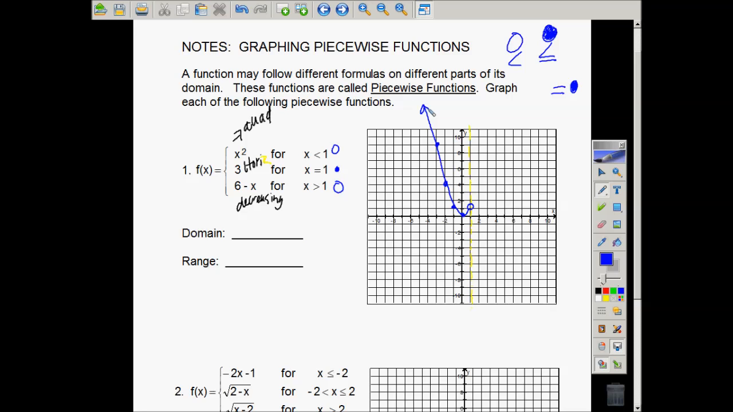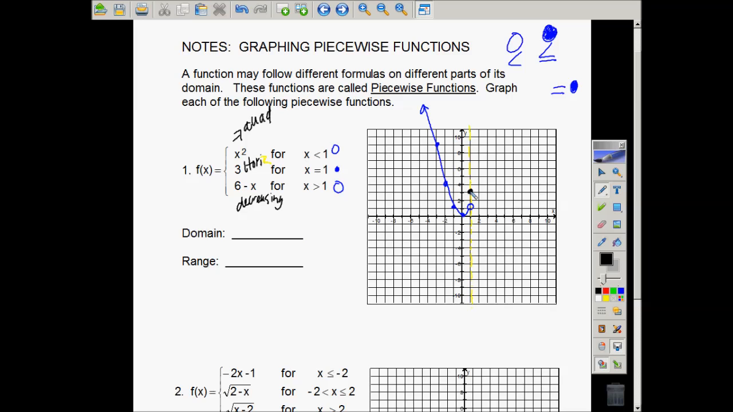All right, so back to what I was going with this. Now we're on to the middle line. At the middle one, it's just a horizontal line, right? Yeah. But it only has a value where? At 1. So at x equals 1, what is it? 3. So I go to x equals 1 and I plot 3.